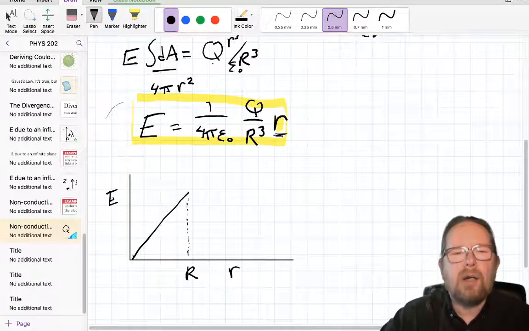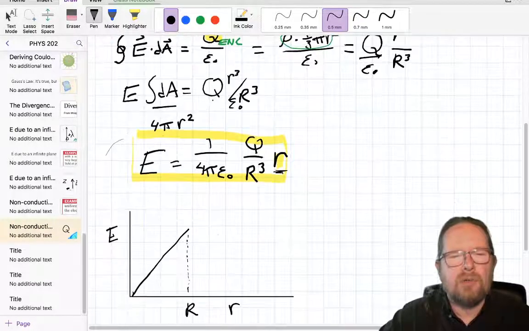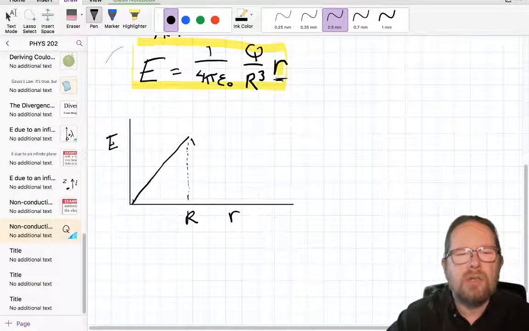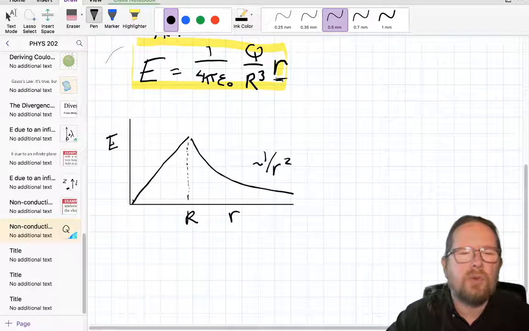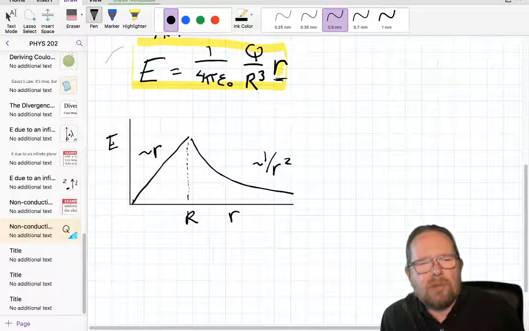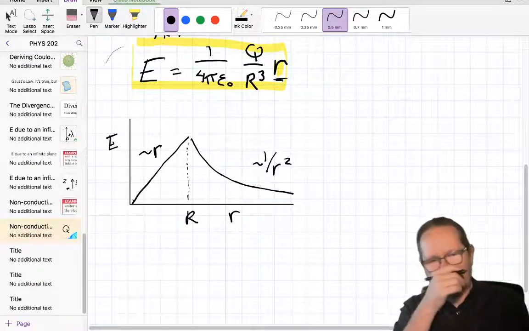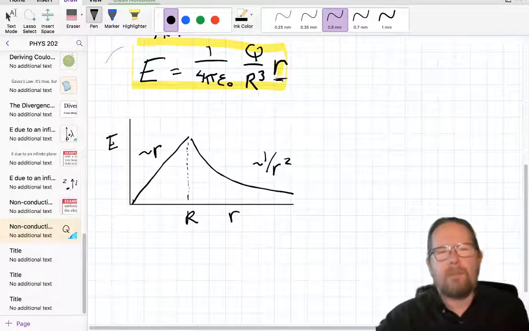And once you get to R and get outside the sphere, the answer is, well, I've erased it. The answer is 1 over 4 pi epsilon naught Q over r squared, which is this decreasing power function that we recognize as the 1 over r squared law. So outside the sphere the field is proportional to 1 over r squared. Inside it is proportional to r. Okay, and that's an important result. You'll see something very similar when you do the electric field of an infinitely long cylinder. That's probably one of the problems I'll give you for homework.